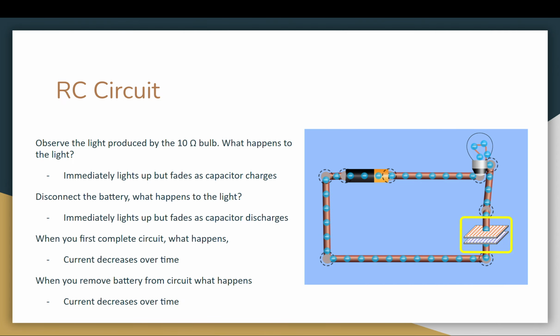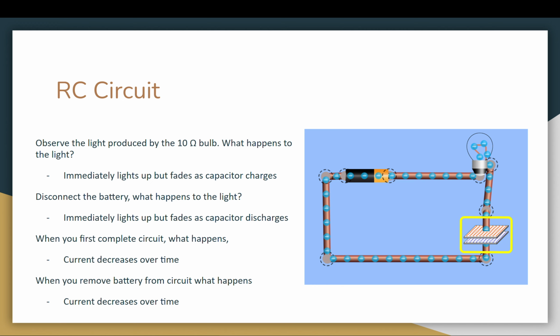And so now looking at the circuit, the RC circuit. As you observe the light produced by the 10 ohm bulb, it immediately lights up, but then fades as the capacitor charges. Then when we disconnect, we can see the same thing happens again: as the capacitor discharges, it releases charge and the light lights up for a while, and then eventually the charge in the capacitor reaches zero, and then it fades.